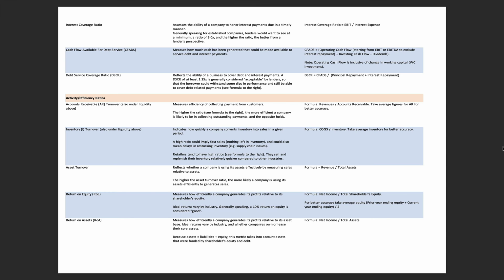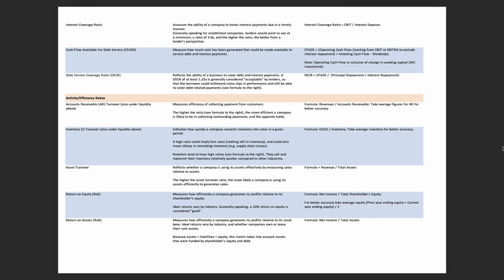The next figure is the inventory turnover, which has also been discussed under the liquidity section above. And this figure indicates how quickly a company converts its inventory into sales, which could also be seen as an efficiency metric. If a company can convert its inventory to sales quicker, it is considered to be more efficient. So a high ratio could imply faster sales, meaning that there's very little left in inventory. But it could also mean that there are delays in restocking inventory. So there needs to be a little digging here to know really what is the status of the supply chain and how quickly a company is able to restock the inventory that it needs to.